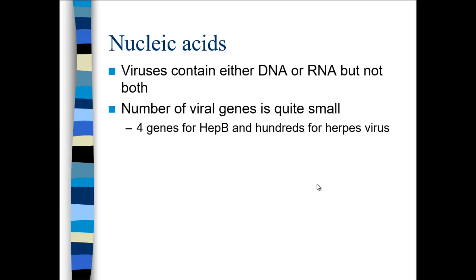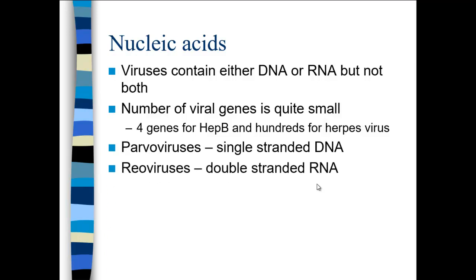If you look at the virus genome, the number of genes is quite small. For hepatitis B, there are only 4 genes, so with 4 proteins it can survive. Herpes virus is much more complex. It has multiple genes. And then if we have single-stranded DNA, those are called parvoviruses. Double-stranded RNA is called a reovirus. And these are important terms to remember.